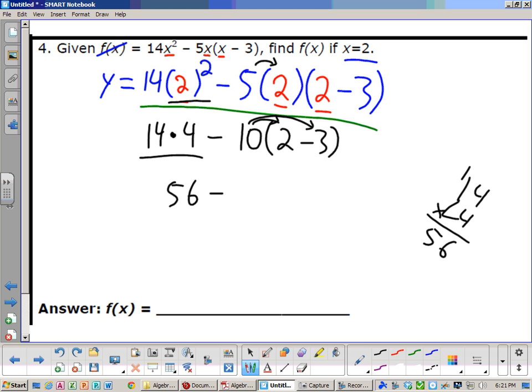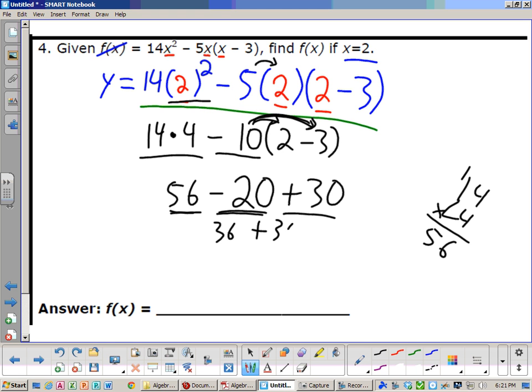these items. 10 times 2 is 20. And negative 10 times a negative 3 is a positive 30. Don't forget you got to treat it as a negative because of that negative in front of it. So we got 56 minus 20 plus 30. 56 minus 20 is 36. But plus 30, you get your answer of 66. That's your answer for f of x when x is equal to 2.